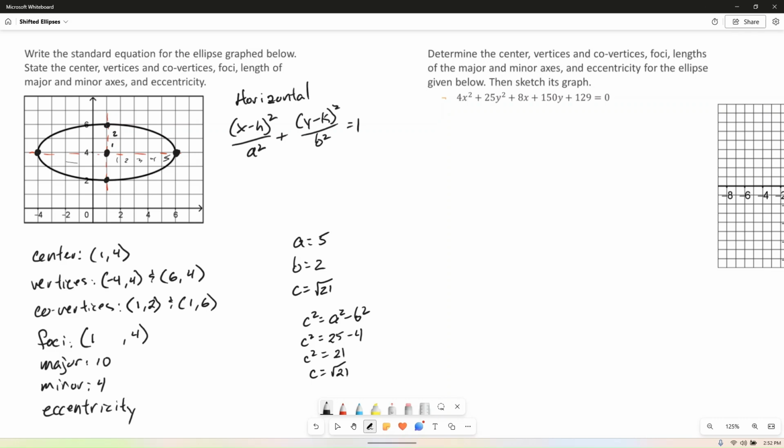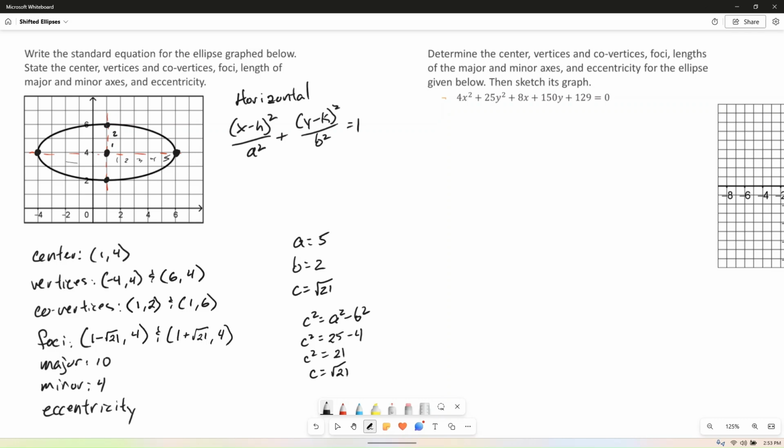So one of those foci is going to be at (1 minus the square root of 21, 4), and the other one is going to be at (1 plus the square root of 21, 4). And again, the reason I'm adding and subtracting the square root of 21, the C value, to the x coordinate is because we have a horizontal ellipse, so the foci have to be on the same horizontal line as the center and the vertices.